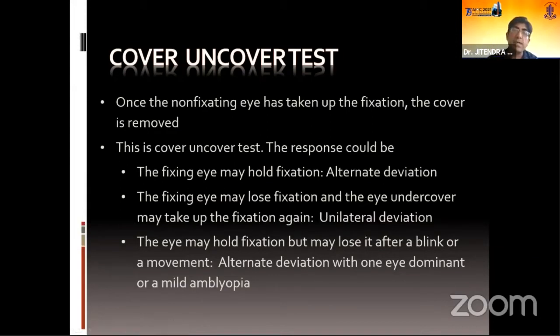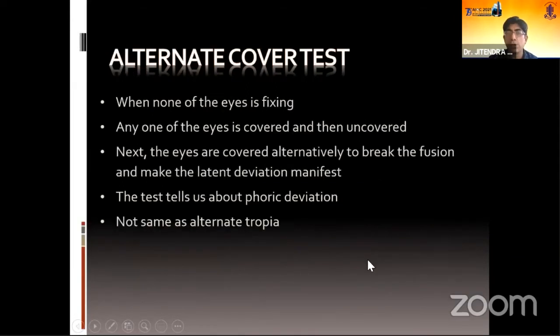The seemingly fixating eye again takes up the fixation. Sometimes the eye may hold the fixation but may lose it after a blink or a movement. This is alternate deviation with one eye being dominant.